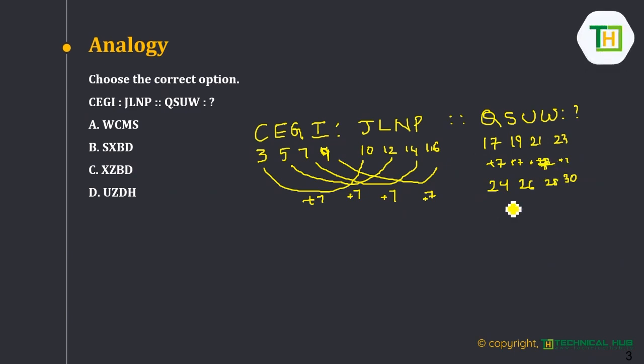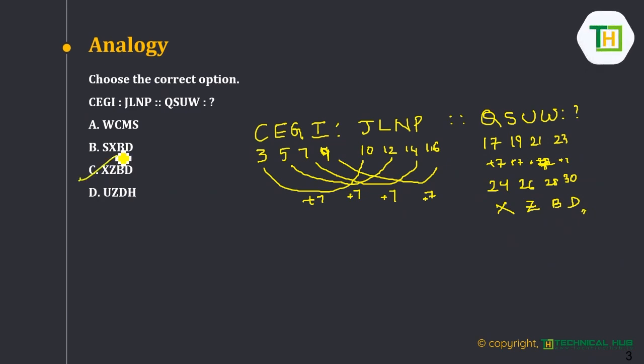So 24 means in the English alphabet, which letter here? X. 26 means Z. 28 means here A is taken as 27 or 1. B is taken as 28 or B. So B replaces 28 here. And 30 replaces D. Okay. So finally the answer is XZBD. Given the options, option C is the correct answer.